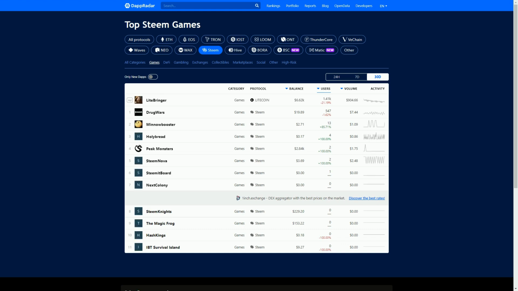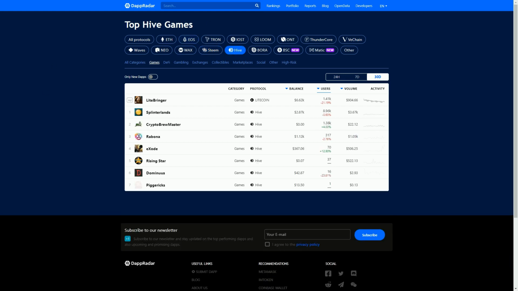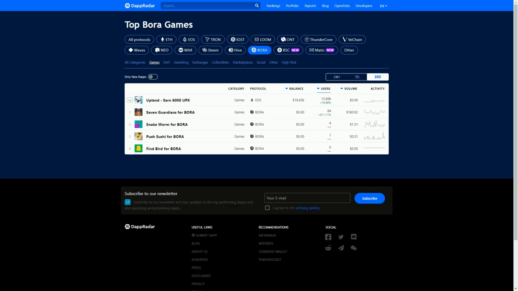Steem, we have Drug Wars. Actually does okay. I've not played that one yet. So Drug Wars, one game on Steem with a bit of activity. Hive, I guess we all know. Splinterlands, doing pretty well. The most popular blockchain game in terms of daily active unique wallets. It's got about 9,000 over the month. So pretty core fan base for that, people playing that every day. And actually Crypto Brewmasters creeping up there. So two games there with a bit of activity. Not a lot of games in total. Bora is actually a game platform.